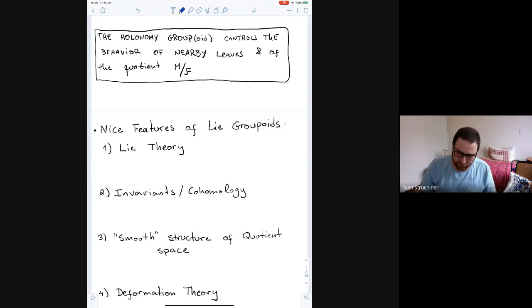The first thing is that you have a kind of Lie theory for Lie groupoids. So there is an infinitesimal object, which is just like for a Lie group, you have a Lie algebra. For a Lie groupoid, you have something which is called a Lie algebroid. By the way, a Lie group is an example of a Lie groupoid where the base M has only one point. So this is one of the examples. The infinitesimal object associated to a Lie groupoid is a Lie algebroid.